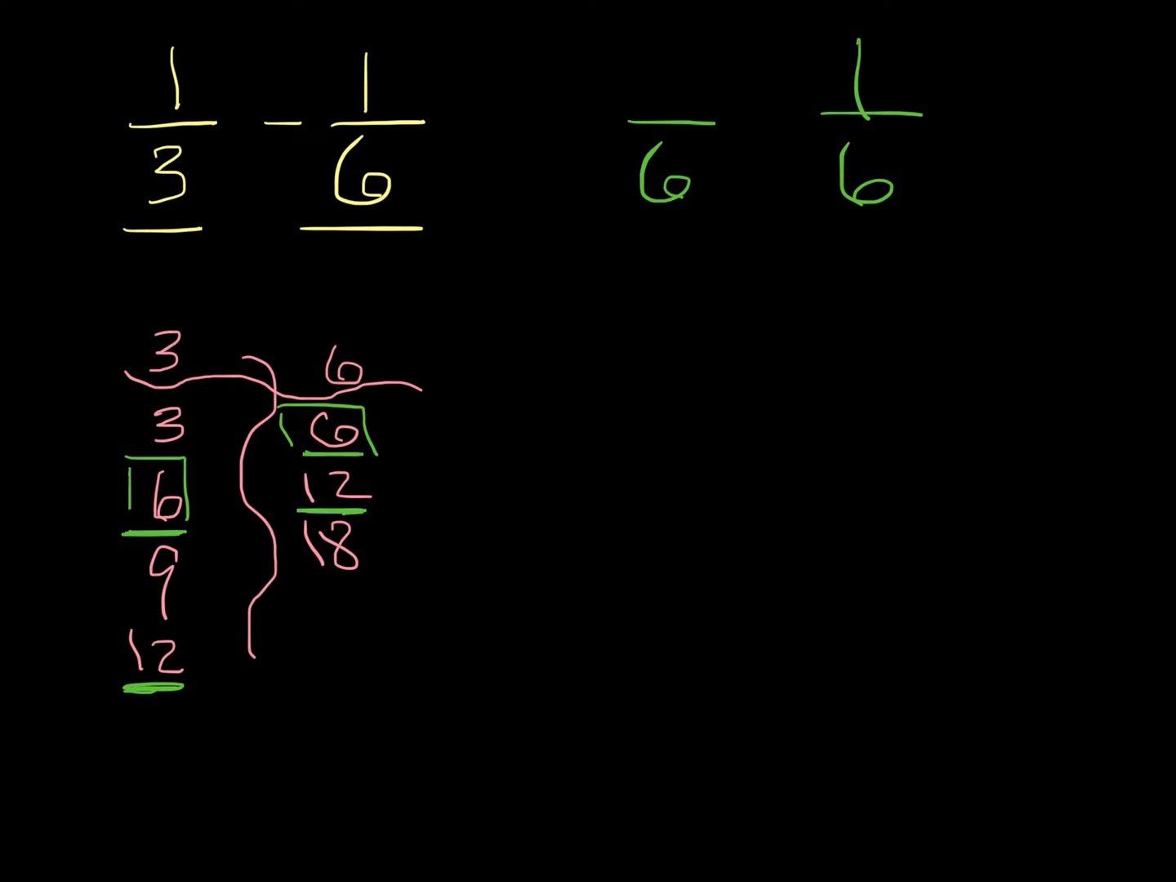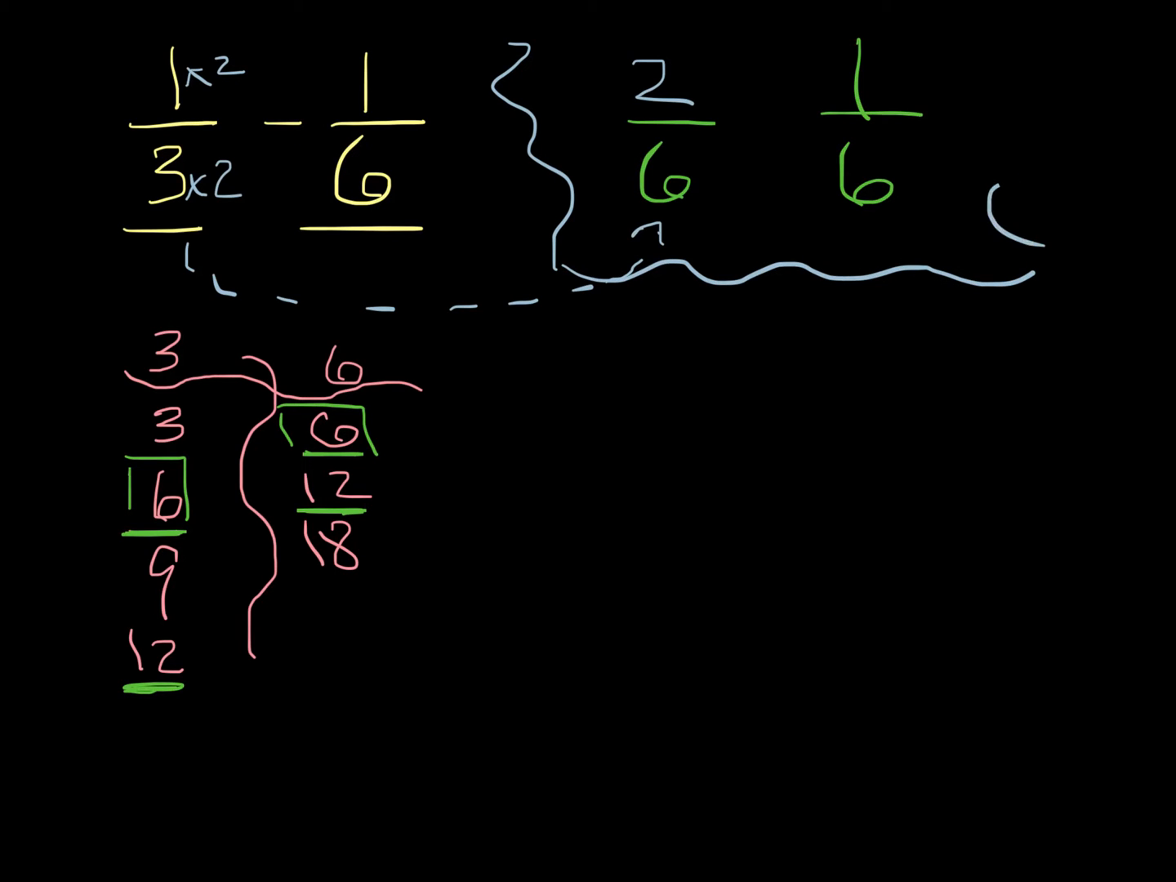So 3 times 2 will give us 6, right? If we multiply the bottom, we must multiply the top. So the numerator, 1 times 2 is 2, and we are left with this new equation. We have common denominators, we bring over the operating sign, which is minus, and we can find the difference by easily subtracting the numerators. 2 minus 1 is 1, and we keep the same denominator.